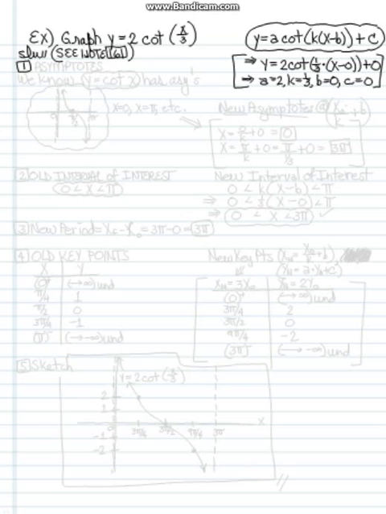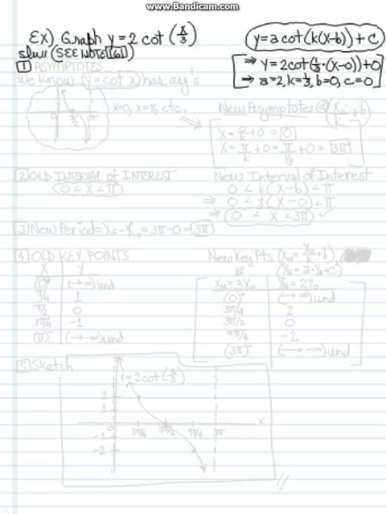Now we're going to graph some reciprocal functions. Graph y equals 2 times the cotangent of x over 3. First we have to get it in the proper form: y equals a times the cotangent of k parenthesis x minus b, close your parentheses, plus c.